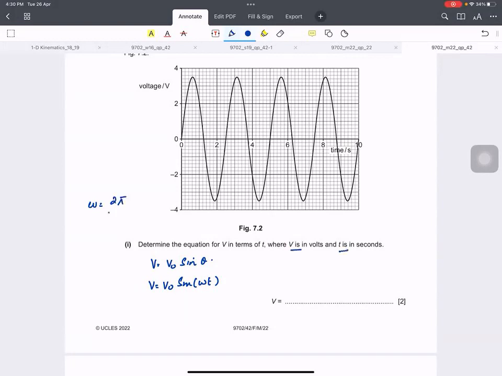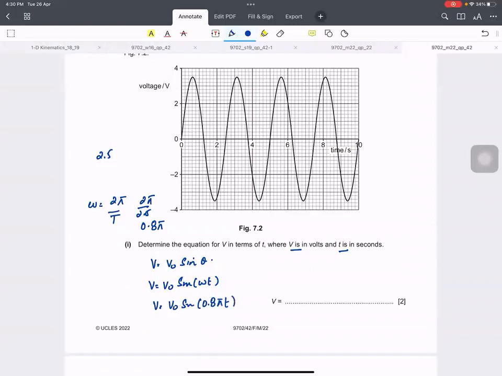Omega is 2 pi by T, which is, I don't know what this is. Who's going to tell me? It's very ambiguous. It comes to about 2.5, so let's take 2.5. So 2 pi over 2.5. Don't remove the pi; what are 2 and 2.5 going to be? 2 over 2.5 is 0.8. 0.8 pi. So we can write V naught sine 0.8 pi t.